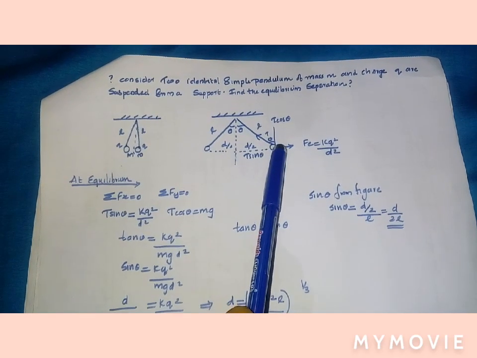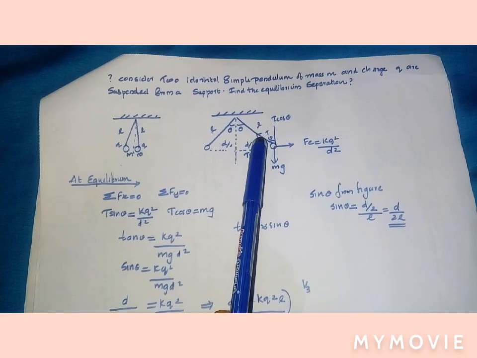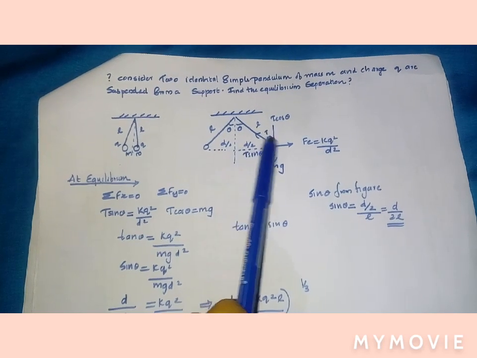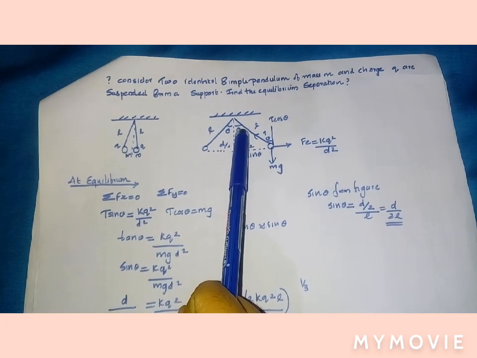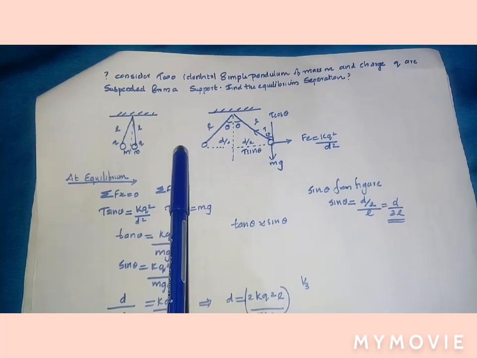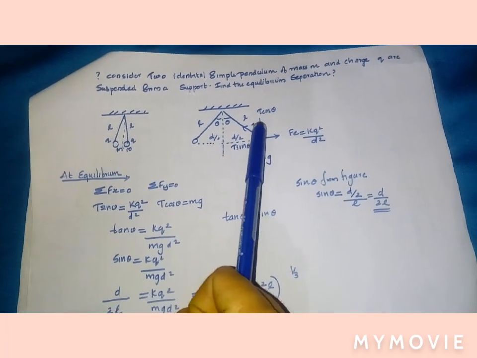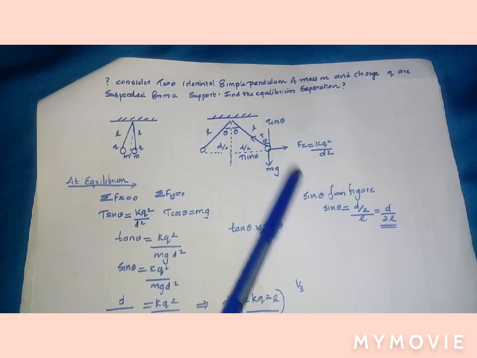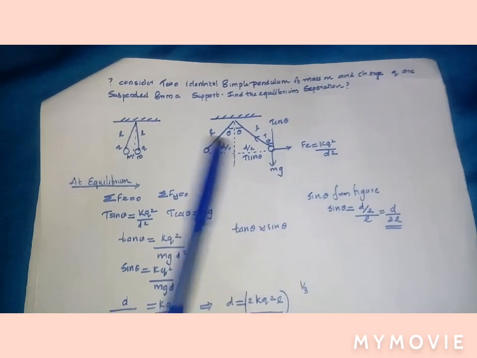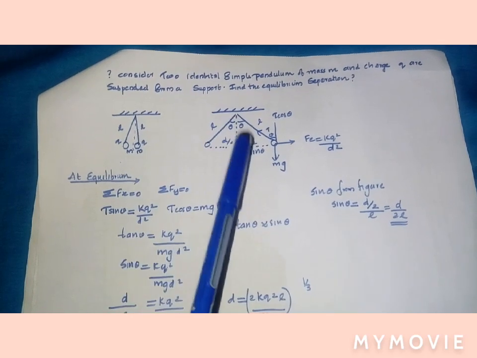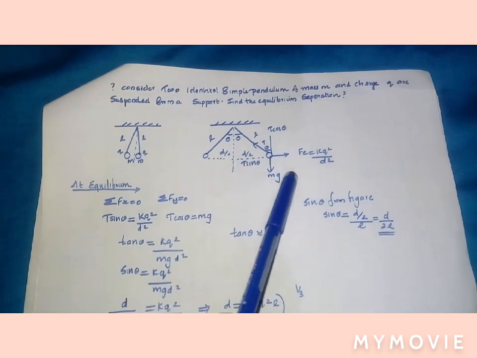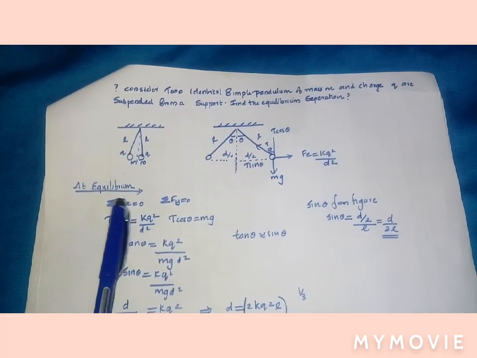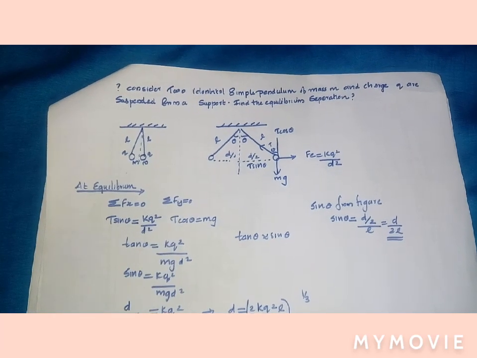And also we know that the string experiences a tension which is always away from the body, and here the angle is theta, also theta here. The components are T cos theta and T sin theta, and it also experiences a weight mg because it has a mass m. After some time it is in equilibrium, which means the net force acting on this mass is 0. So we consider Fx equal to 0 and Fy equal to 0.